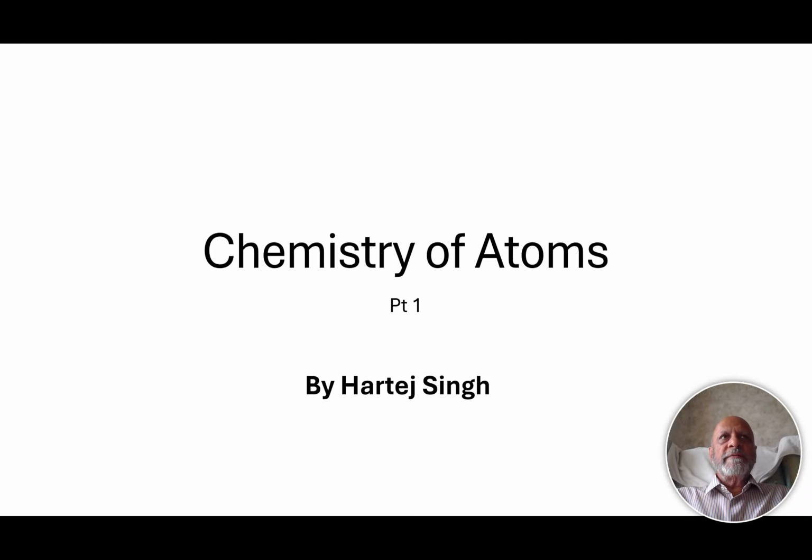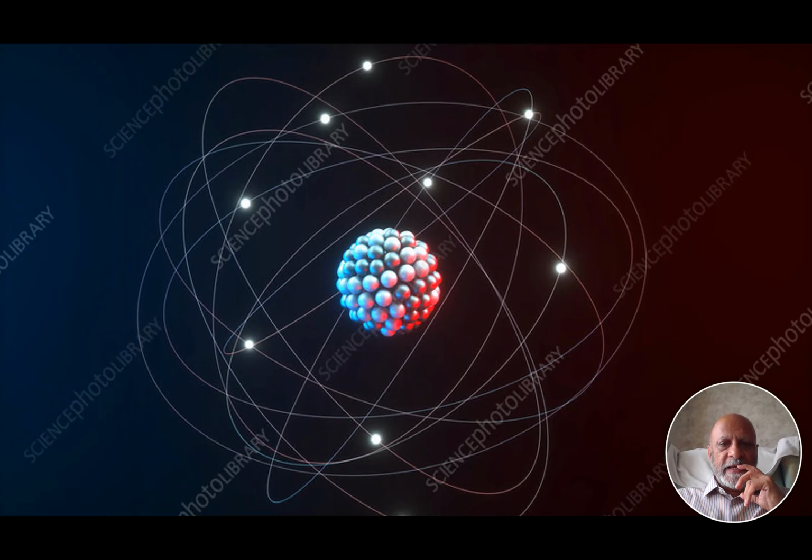So I thought I'll make a video to show you a reduced periodic table so that you can get the fundamental concepts. So here we go. So if you see, this is the normal image of an atom where you have this nucleus and you have lots of orbits around it.